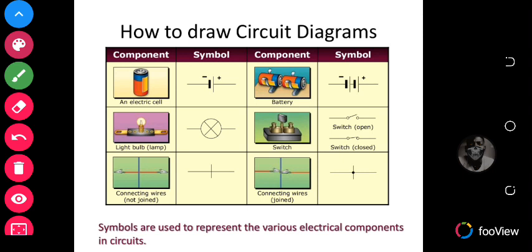For a component like an electrical cell or battery, the drawing is this way.